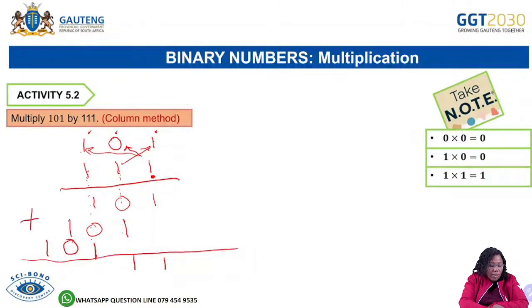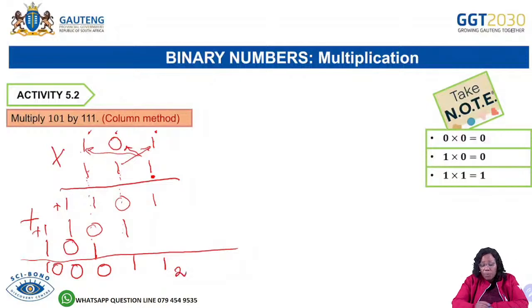Can you see addition is now playing a major role again? There we were multiplying, we are now adding. And then 1 plus 0 is a 1. 1 plus 1 is 0, carry 1. And then 1 plus 1, 0, carry 1. 1 plus 1 is a 1, 0. Can you see? We end up with the same answer using the column method.